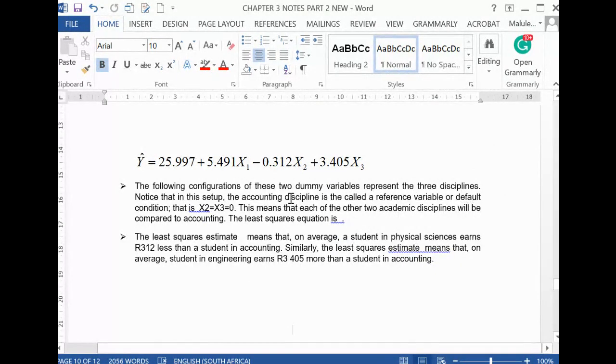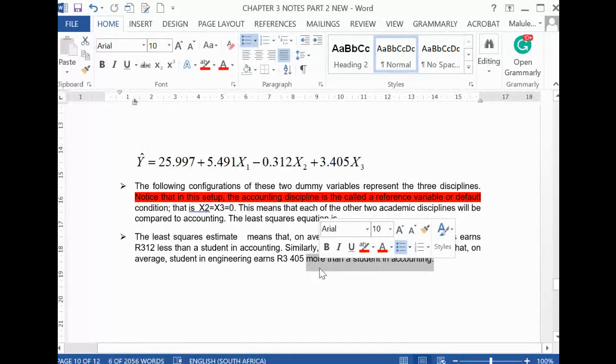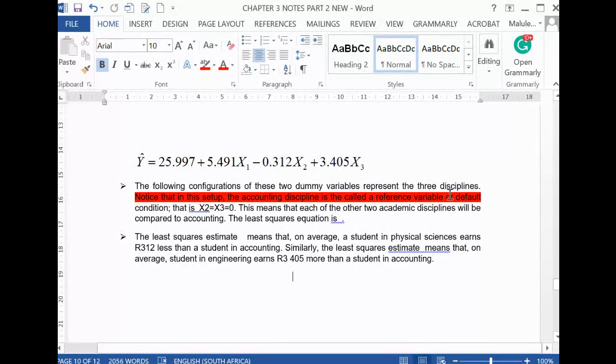We agree that, you check this part. I'm going to share this note with you guys, don't worry. We agree that the accounting discipline is called a reference variable or a default condition, which means that whenever you interpret the physical science, you must reference what? The accounting. Whenever you interpret the engineering, you must reference what? The accounting.